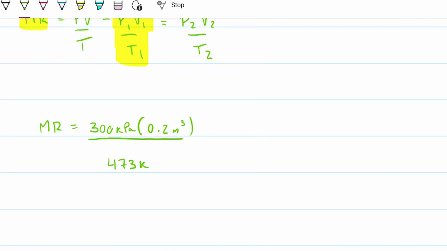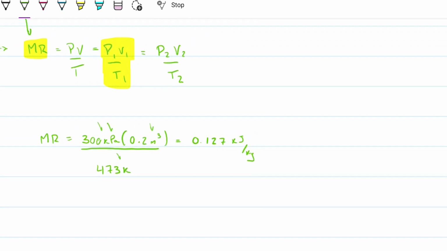Okay, so why is that useful? Because now I don't have the only unknown that I used to have. Kilopascals times meters cubed, that's kilojoules. This is kilojoules per Kelvin. This turns out to be about 1.27 kilojoules per Kelvin. Right? Beautiful.